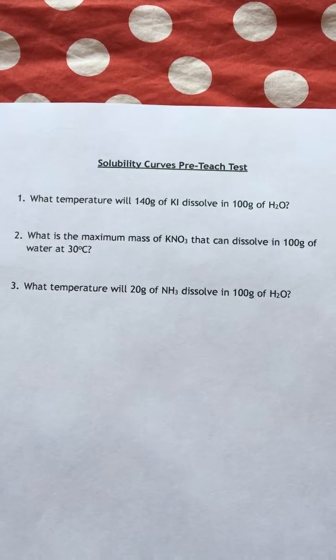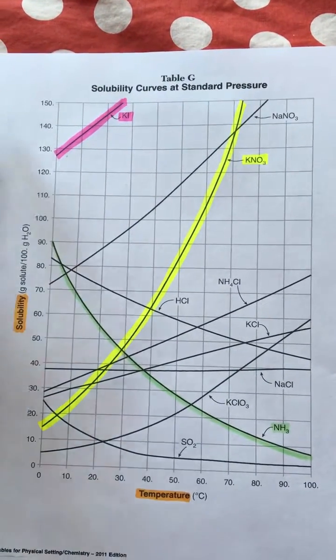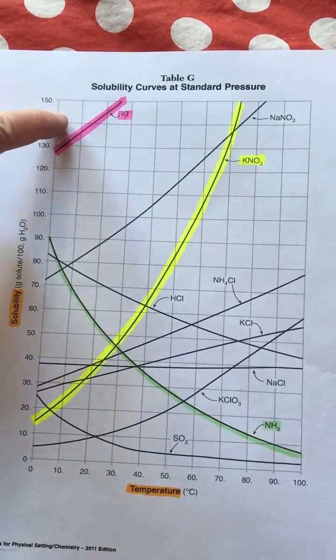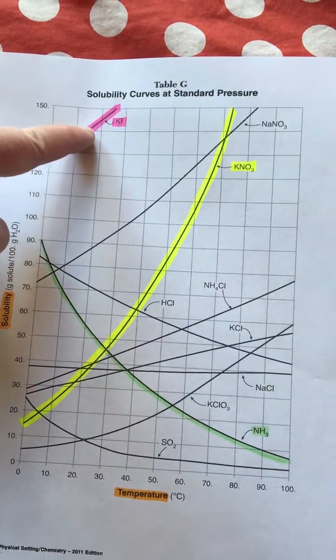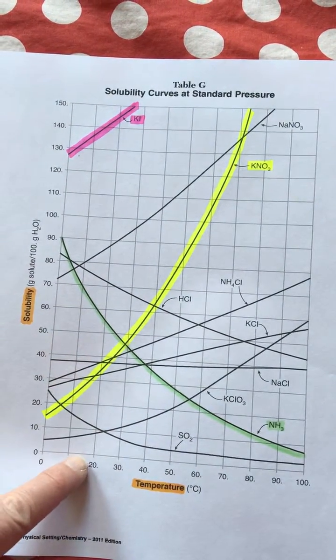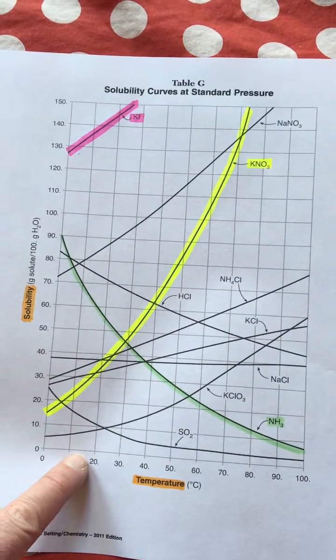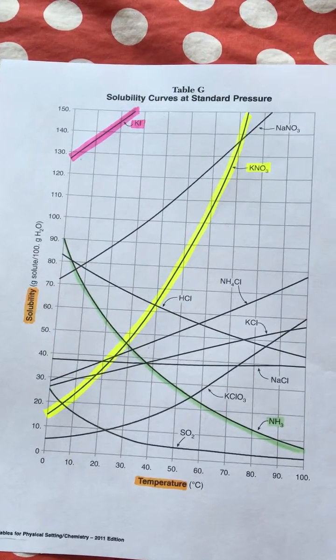So if we need to find temperature on table G, what we have to do is go from 140 grams of KI over to the line where it hits KI. So from the y-axis until we hit the line, and then we go down until we hit the x-axis, and the correct answer that hopefully Jose would have got is about 14 degrees Celsius.